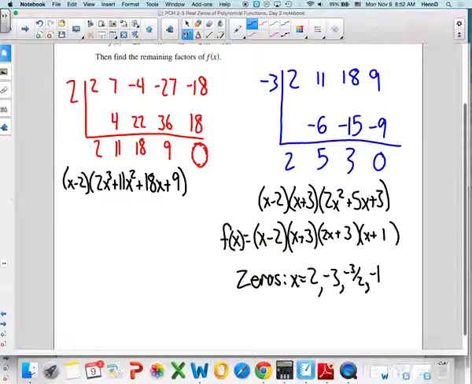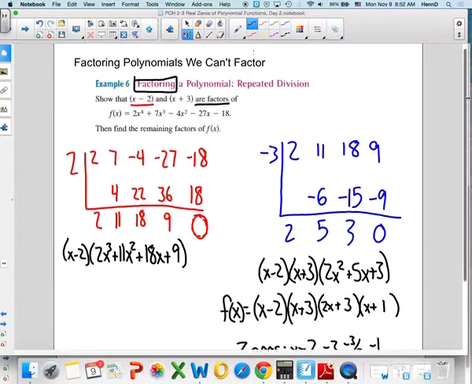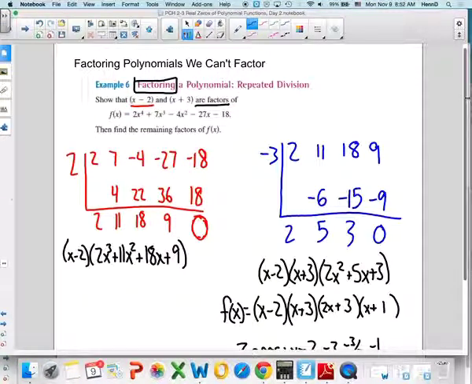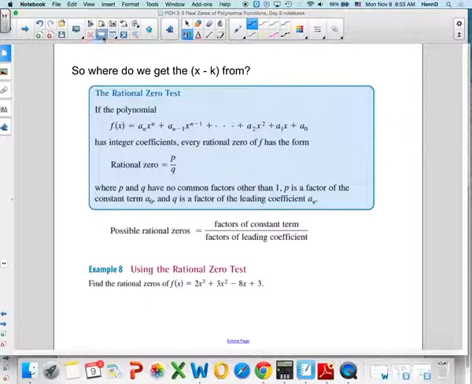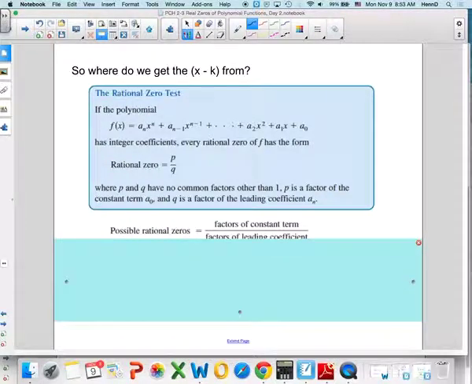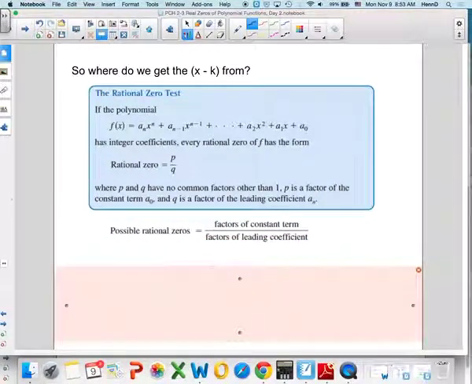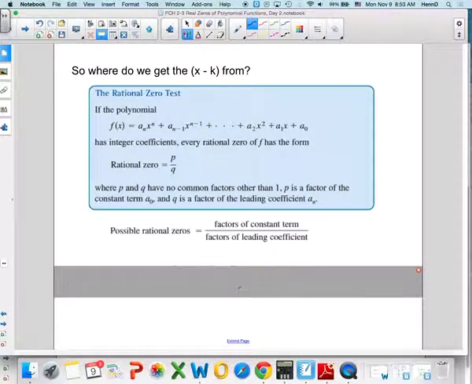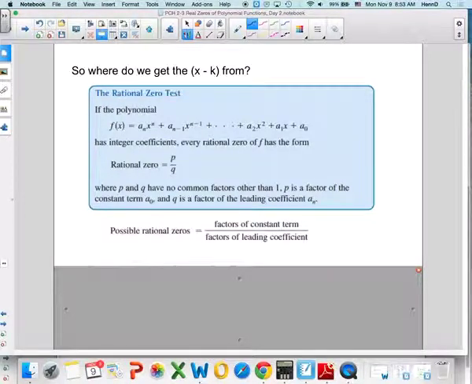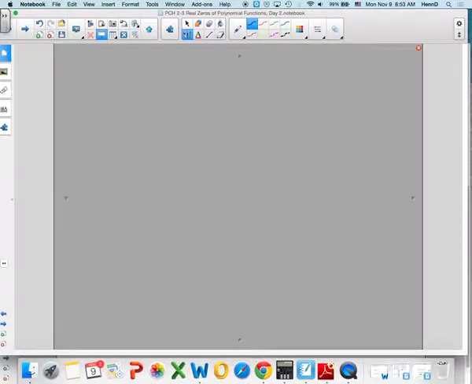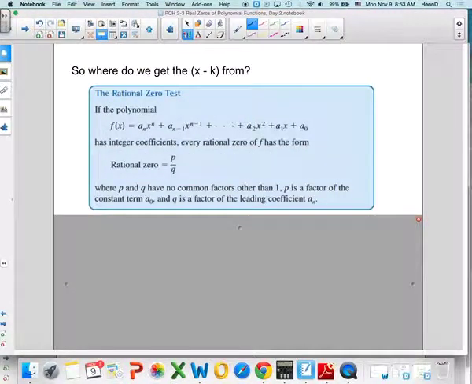Alright, so again, we're asking ourselves, okay, that's nice, but where are they getting x minus 2 and x plus 3 from? We have what's known as the rational zero test. Let's try that again. The rational zero test. You might also hear me call this the rational root theorem out of habit. It's rational roots that we're dealing with. Okay?